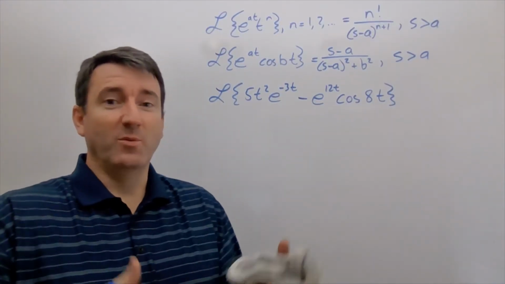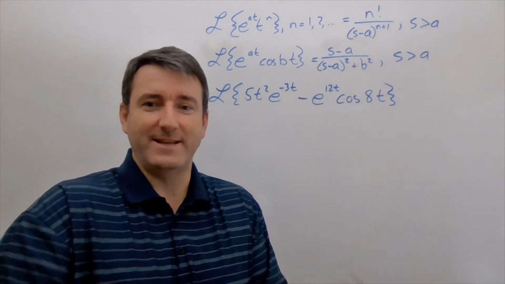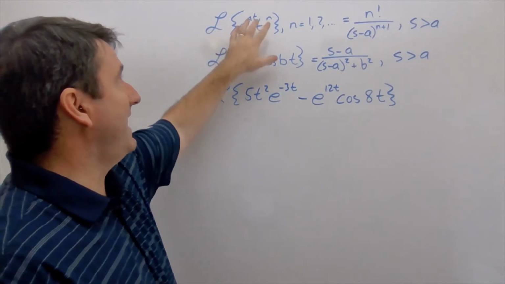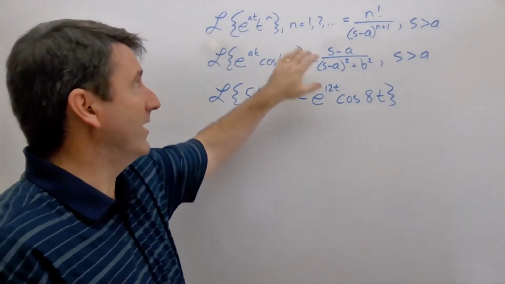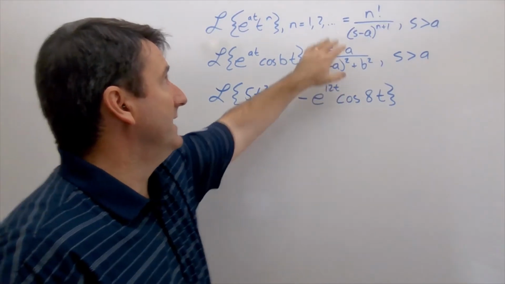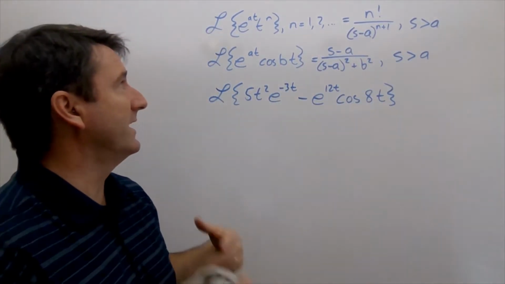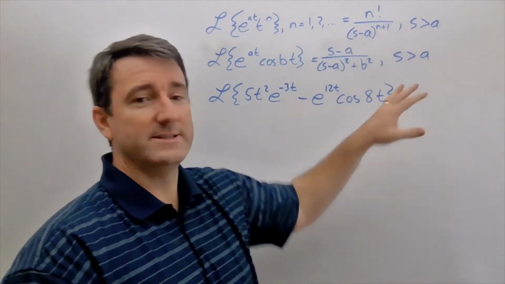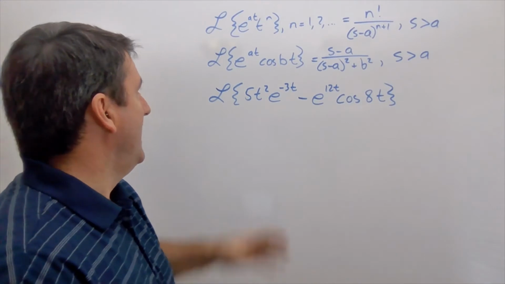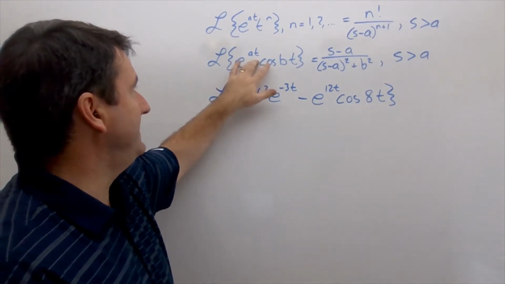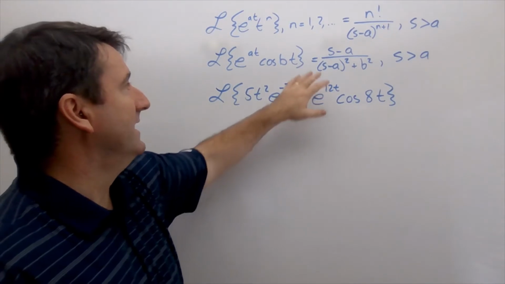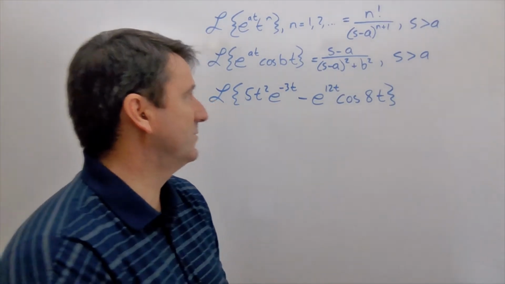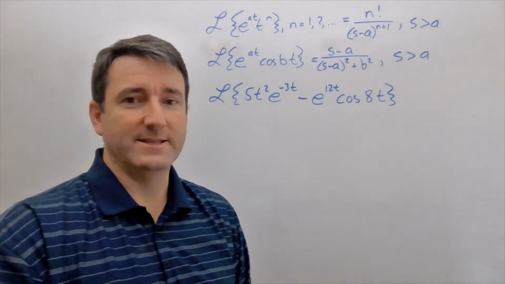For this next example, we're given this handy-dandy table of Laplace transforms, which includes the Laplace transform of e to the at times t to the n, where n is a natural number, is equal to n factorial over the quantity s minus a to the n plus 1 power, as long as s is greater than a. And the Laplace transform of e to the at times cosine of bt is equal to s minus a over s minus a quantity squared plus b squared, again, as long as s is greater than a.